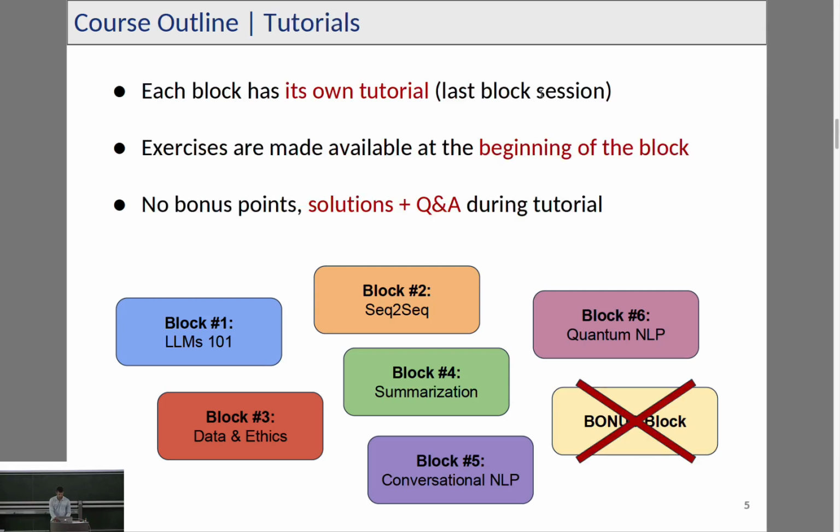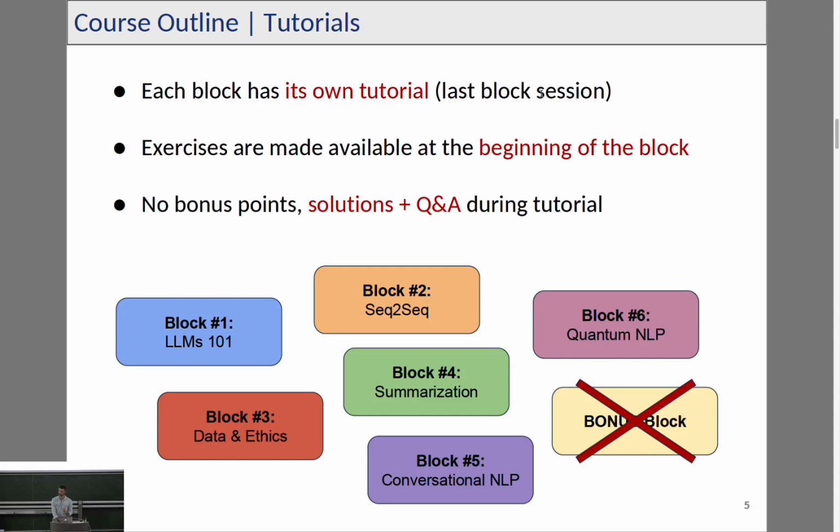Coming to the tutorials, as I said, each block has its own tutorial, where we try to apply or get a more practical understanding of what we see in the lecture. And we will make available the exercises at the beginning of the block, so you have time throughout the block to try and solve them. And then at the tutorial session, which is at the end of the block, it will be a sort of Q&A where we try to go over what you didn't understand, and where we have more time to discuss maybe further points or maybe deeper things that are relevant to that block.